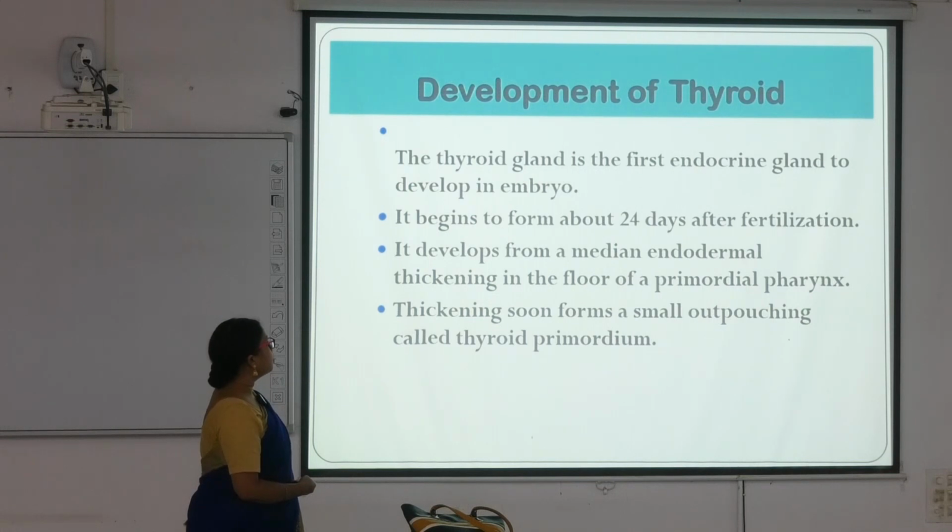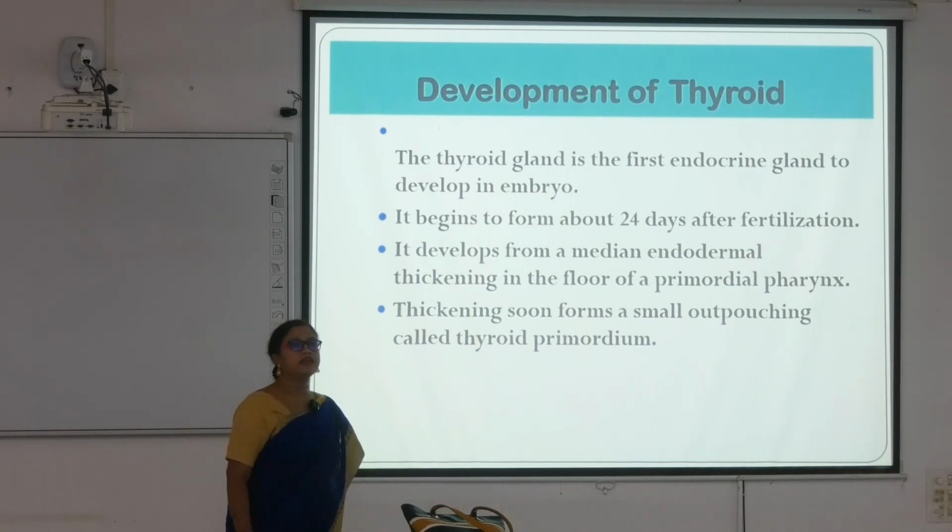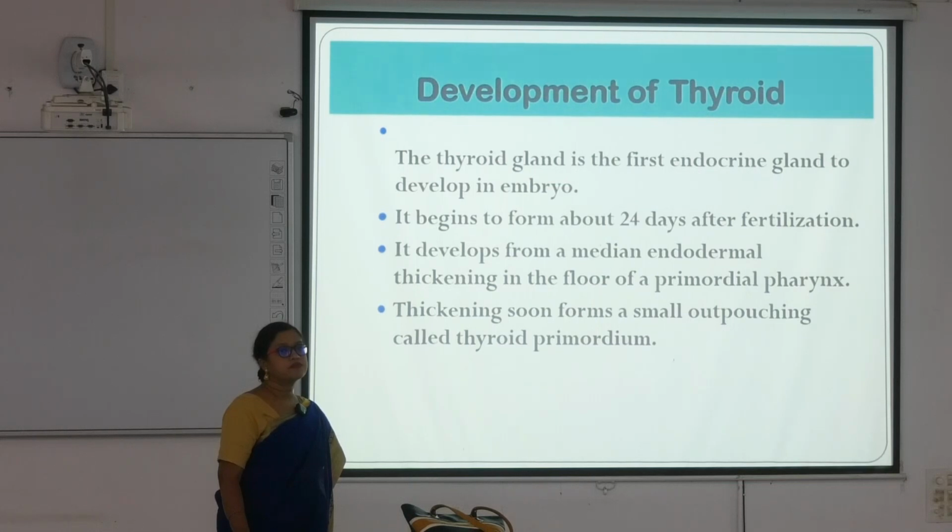Now coming to the development of the thyroid. I already told you, it develops very early. It develops only 24 days after fertilization. Very much important. When does implantation happen? After how many weeks?